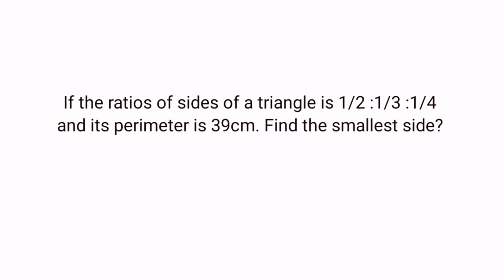So for that what we have to do? Just take the LCM of the denominators, that is LCM of 2, 3 and 4. So, how to find the LCM? It is very simple. Always take the larger number. Here it is 4. Check whether 4 is divisible by the other two numbers. 4 is divisible by 2, but it is not divisible by 3. So, 4 is not the LCM.